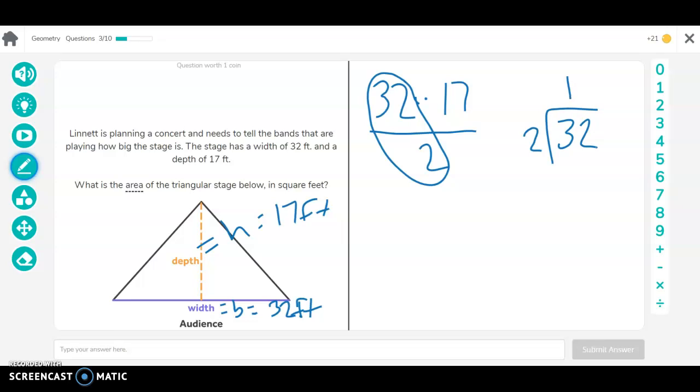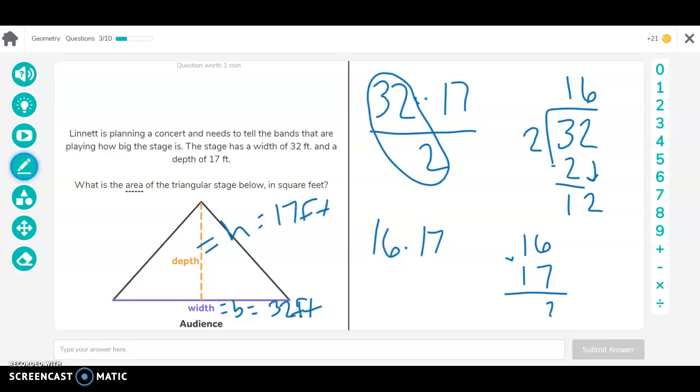2 goes into 3 one time. 2 times 1 is 2. 3 minus 2 is 1. Drop your 2 down, we have 12. 2 times 8 is 16. So we're left with 16. So now we have 16 times 17. That's a little bit easier to do than 32 times 17 divided by 2.